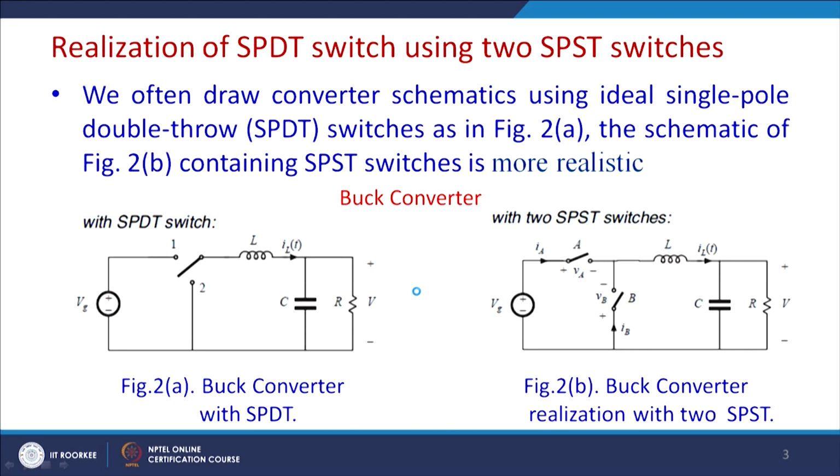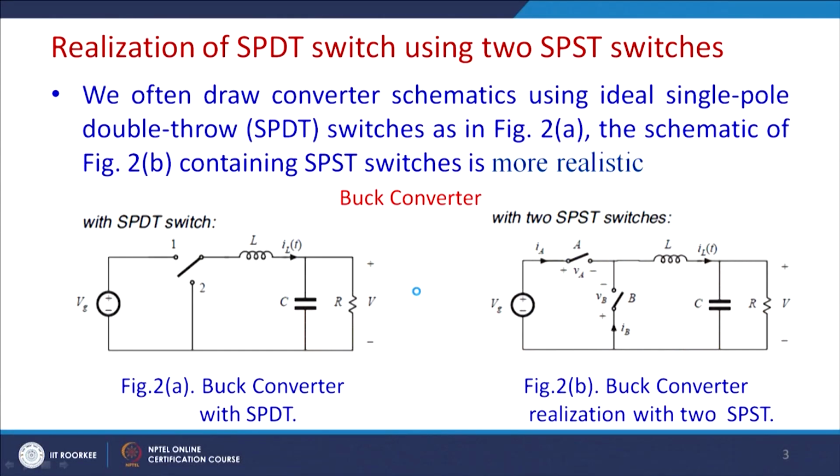Let us take a simple DC to DC converter. This figure 2.1 is a buck converter. Here this has been realized by a single pole double throw switch. So this switch can be positioned at 1 or 2 depending on the requirement. When power flows from point A to point B, the switch is connected in position 1, and when we require to connect to position 2 for the freewheeling time, then it will be in position 2.